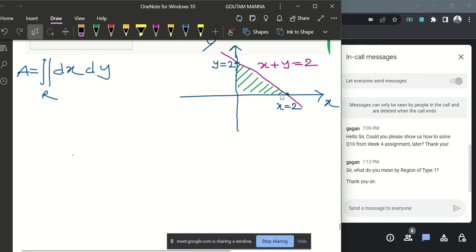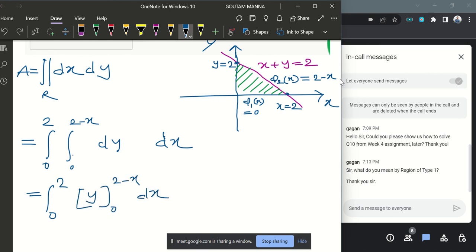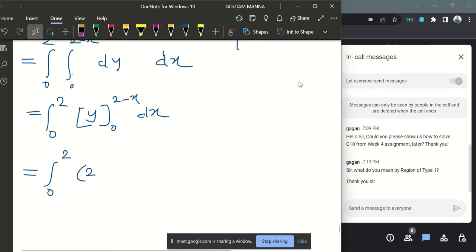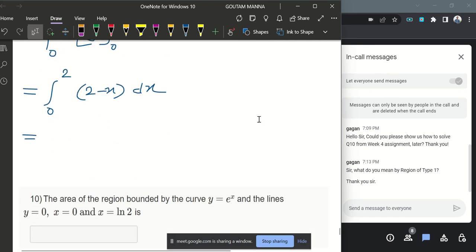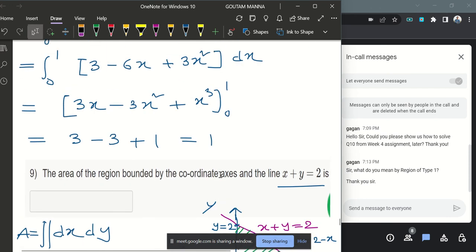In that case, for the integration limit, it's dy dx, and y is varying from phi 1 of x equals 0 to phi 2 of x. So y is varying from 0 to this line, which is 2 minus x, and x is varying from 0 to 2. So it will be integral from 0 to 2 of y from 0 to 2 minus x, dx, which is the integral from 0 to 2 of 2 minus x dx, equals 2x minus x square by 2, from 0 to 2, equals 4 minus 4 by 2, equals 2. So the area of this region is 2.